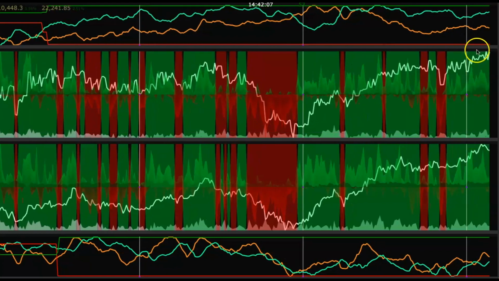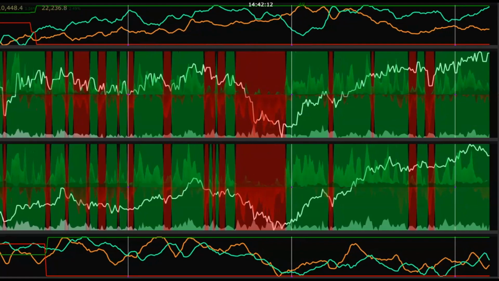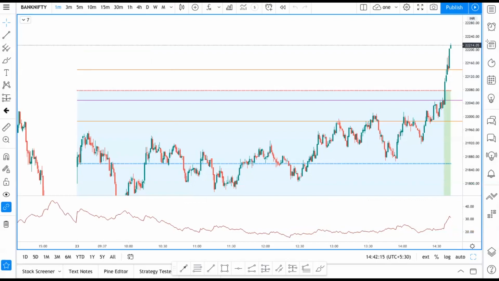So yeah, that's it guys. You can see the screen is full of green color majority. That is why we are bullish. That is the long term signal. And please look at the IV chart to do your trading.